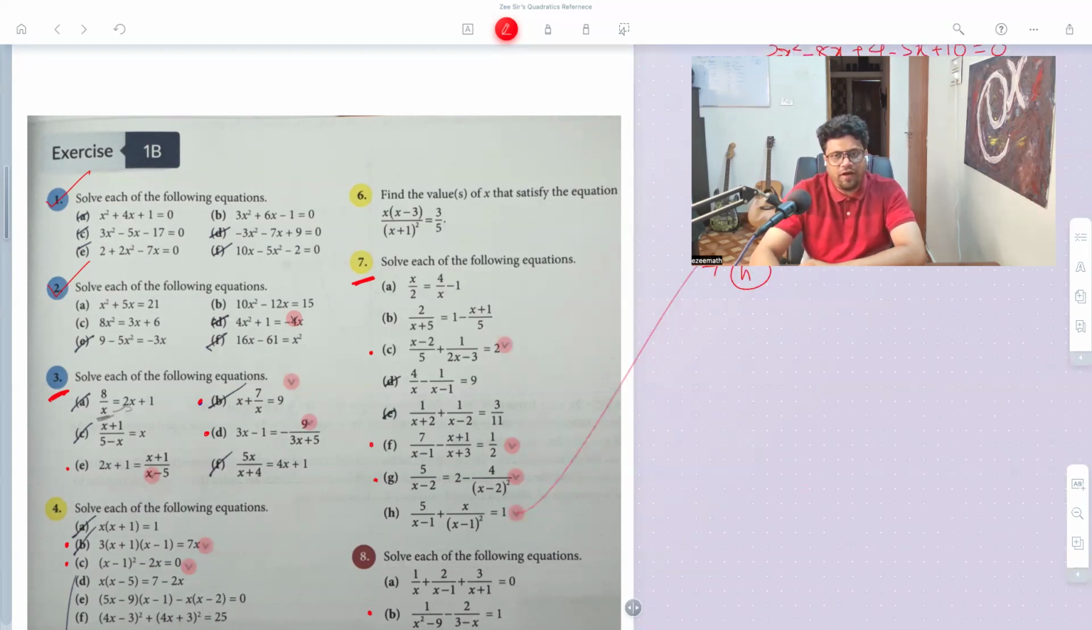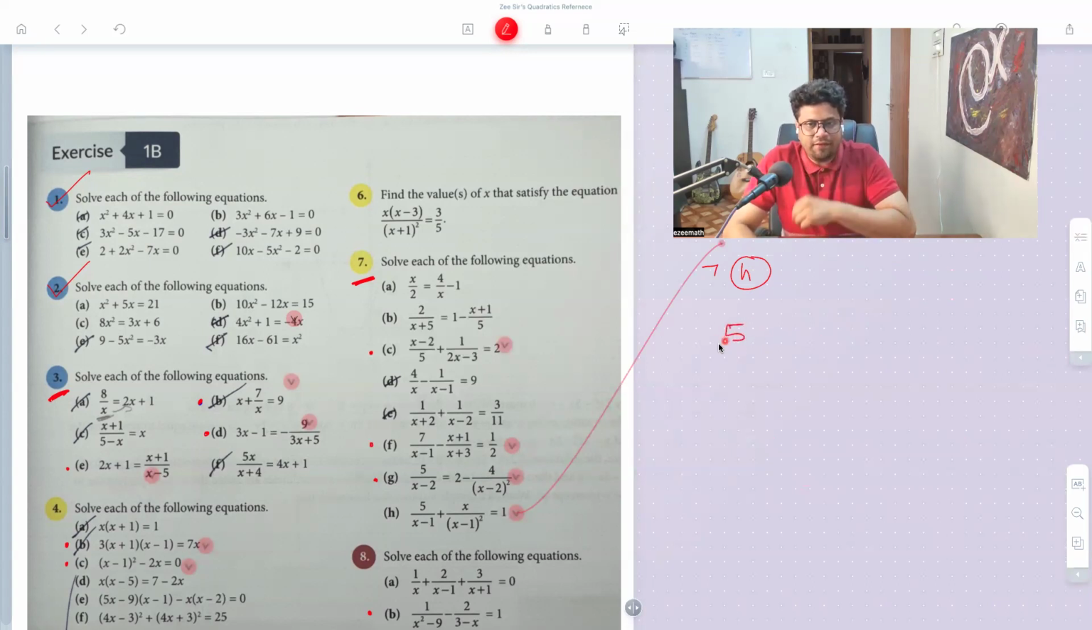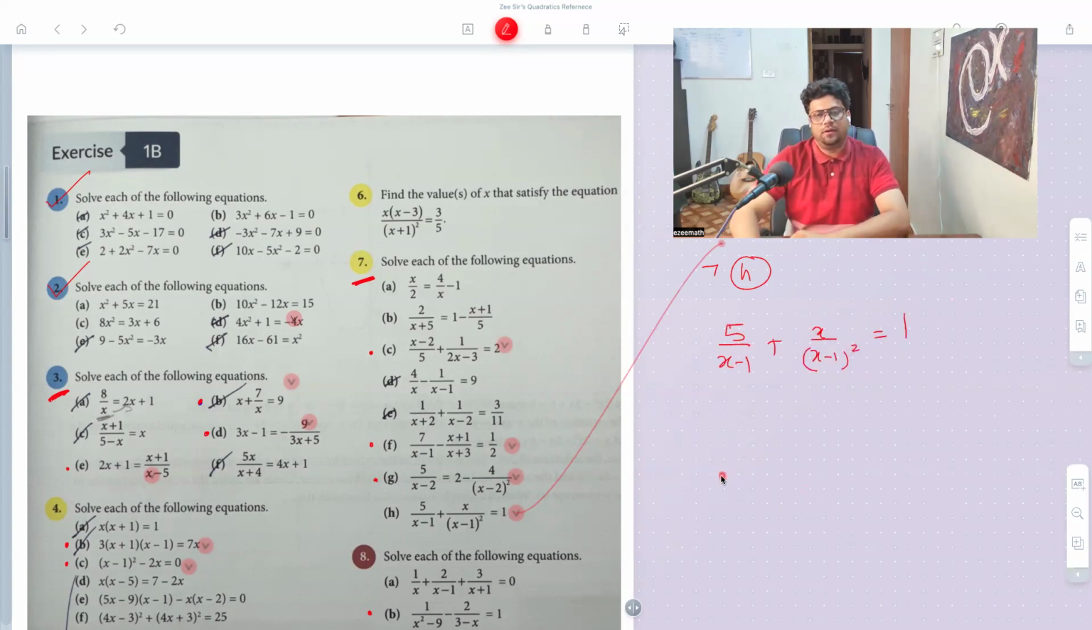You go 5 divided by x − 1 plus x divided by (x − 1)² is 1. Well, there are 2 ways one can solve this equation.